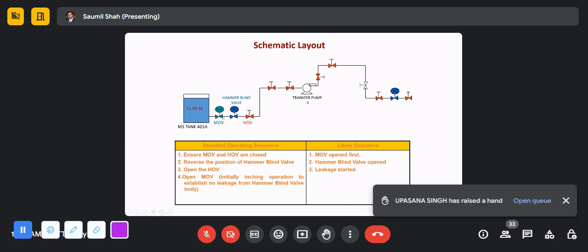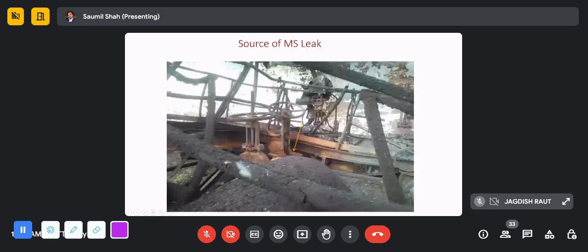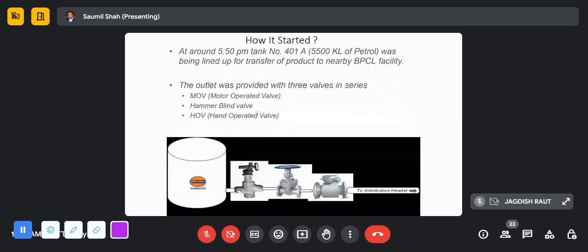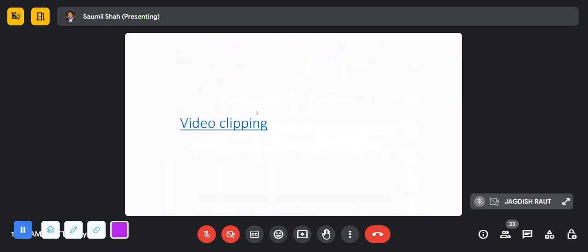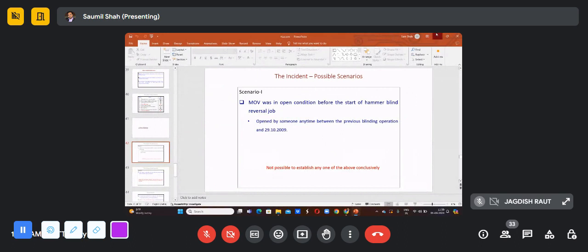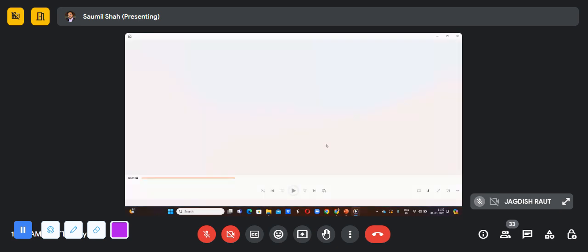So the likely sequence would be what? It must have happened that the MOV was opened first, then the hammer valve was opened, and then the leakage started. I will go through the video, then you will get more idea. Okay, please go through this video to see how they made the mistake.